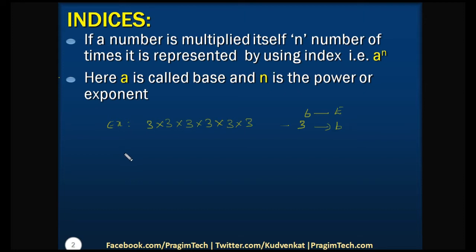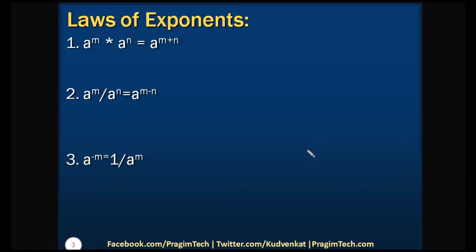In general, if a number a is multiplied by itself n number of times, like this, a into a n times, then we will represent it as a to the power of n. Here a is called base and n is called exponent, or we can also say it as power. Now let's discuss different laws of indices. Let us list out laws of exponents which will be useful to solve many numericals.